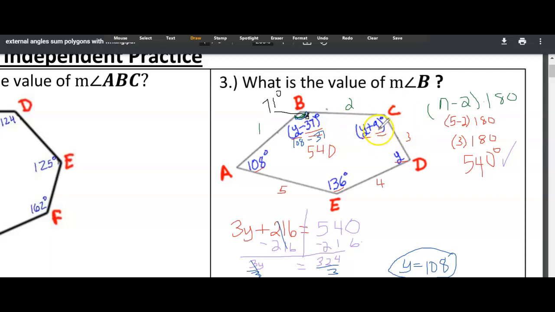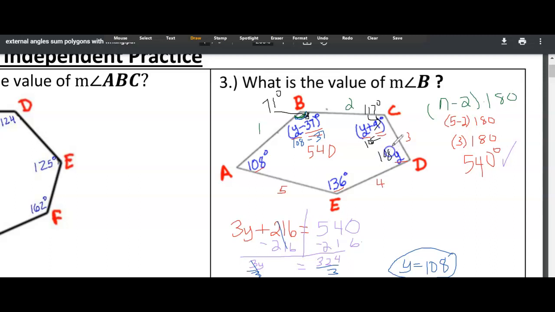And then go ahead and find angle C. So 108 plus 9. What is 108 plus 9? You should have gotten 117 degrees. So angle C is 117 and angle D is 108, because it's just y.